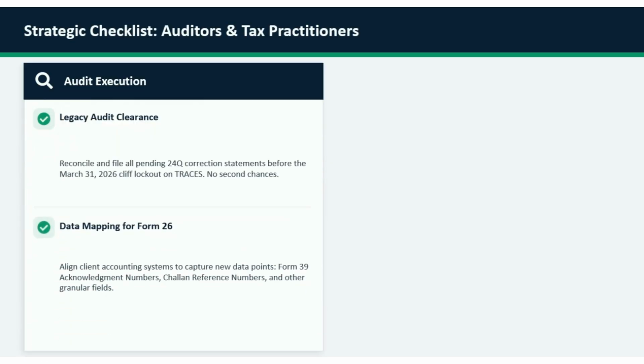This slide highlights key priorities for auditors and tax practitioners under the new framework. For audit execution, legacy audit clearance is critical. Pending corrections must be filed before the March 31st, 2026 Traces lockout. Data mapping for Form 26 is equally important, requiring systems to capture new granular reporting fields.